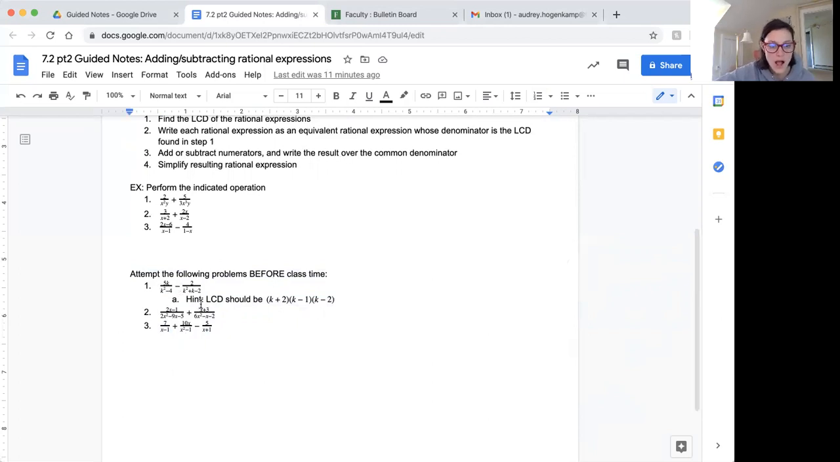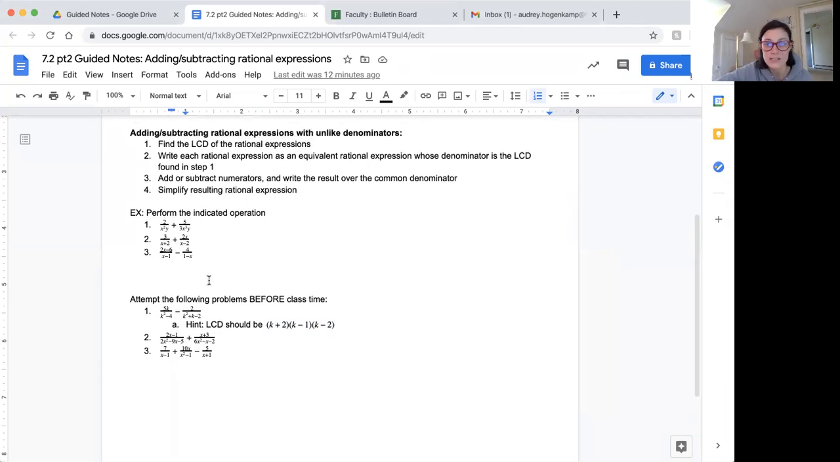So I want you to go ahead and try them. So number 1, I gave you a hint, and I gave you actually the least common denominator. It should be k plus 2 times k minus 1 times k minus 2. So sometimes those least common denominators get pretty long, but I do want you to go ahead and try these 3. And remember that in order to find the least common denominator, you need to factor. So you might have to reference your notes on finding the least common denominator before you go ahead and do these problems. But they should be a challenge, but I do want you to give them a shot, and we will go over them together in class time.